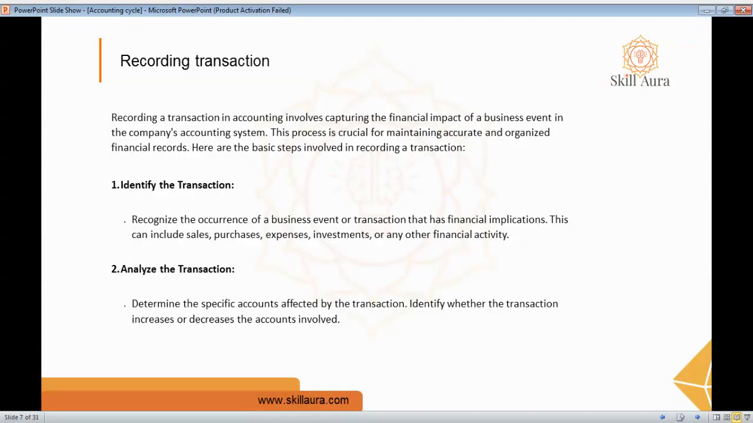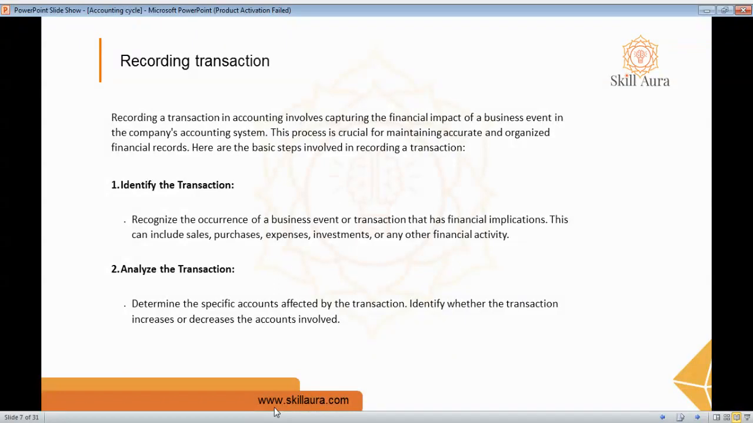Recording a transaction in accounting involves capturing the financial impact of a business event in the company's accounting system. This process is crucial for maintaining accurate and organized financial records. So, this is the basic step we have to learn. If we make any mistake, if any transaction goes wrong, then the whole accounting record, the financial record, will go wrong.